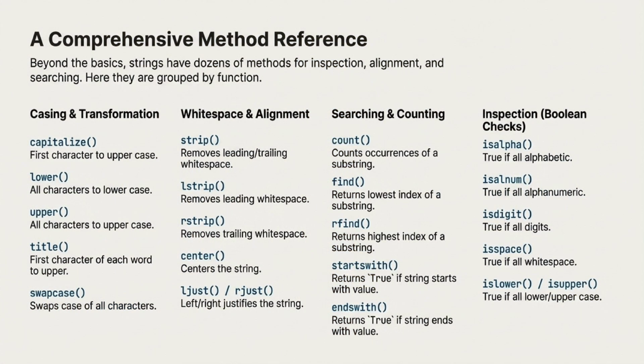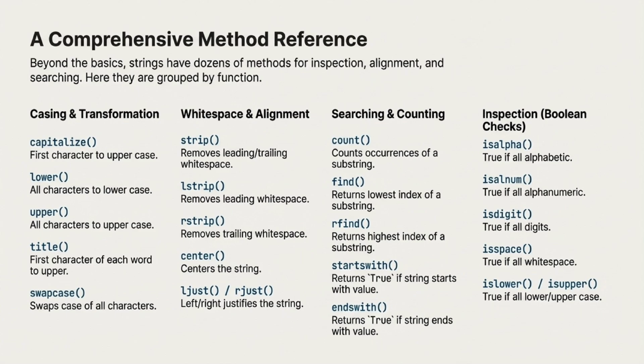Beyond basic string operations, Python provides a wide range of built-in methods that help in transforming text, handling white spaces, searching content, and inspecting string properties. The first category, casing and transformation, focuses on changing the appearance of text. Methods like capitalize, lower, upper, and title help control letter case, which is especially useful for formatting names, titles or user input. The swapcase method reverses the case of all characters, providing flexibility when manipulating textual data.